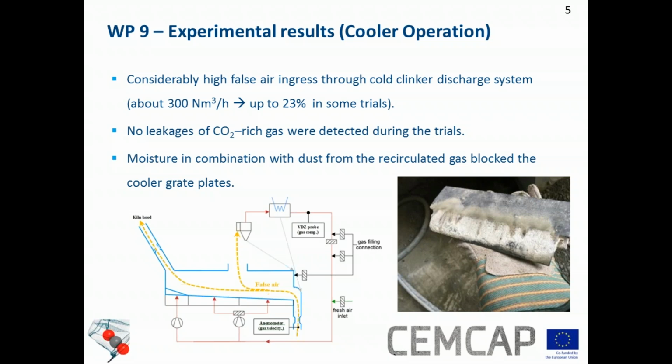Of course, one can ask, where is the moisture coming from? This is not normal in air operations, such high moisture content. So that was also the case in oxyfuel operation. We didn't expect it. So we suspect that the moisture came from the refractory lining that was not sufficiently dried before the trial started.